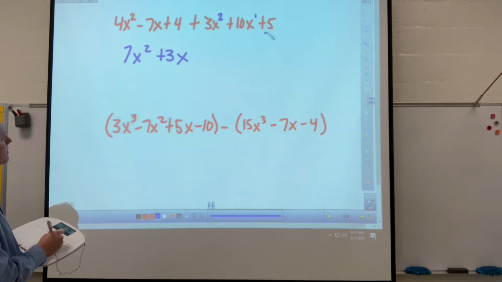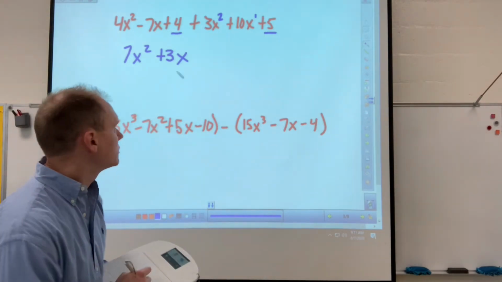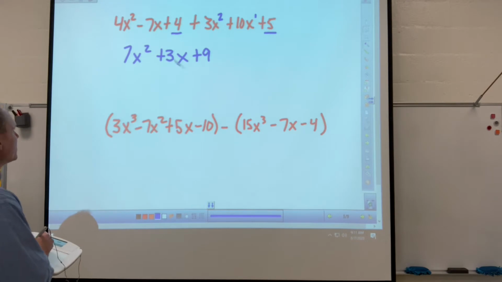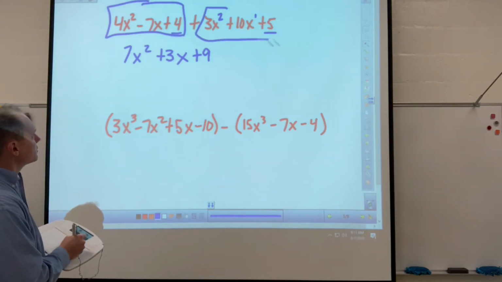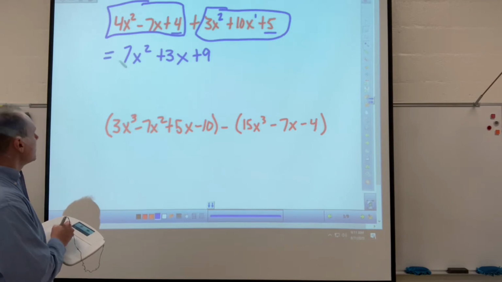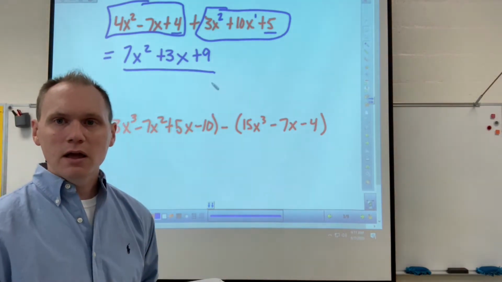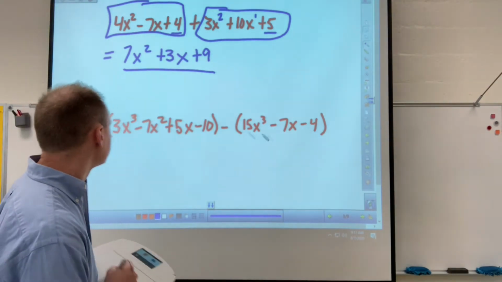And then lastly, any numbers involved, we can add those together just like normal. So 4 plus 5 is 9. So I want to point this out here. You can think of it as one polynomial plus another polynomial equaled another polynomial. So that's going to come back up later today: when we add two polynomials together, we get another polynomial.